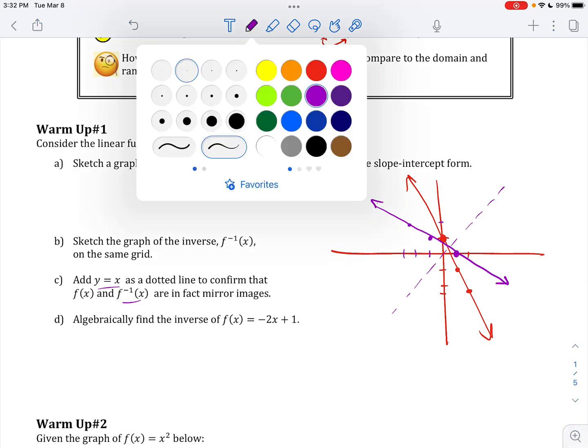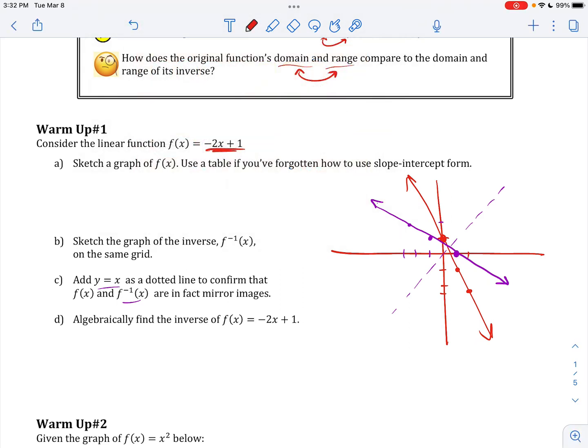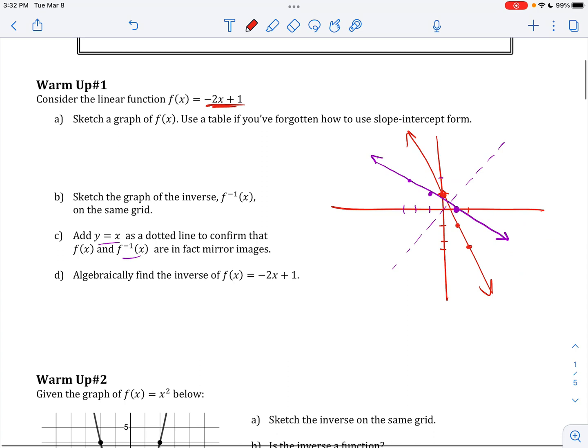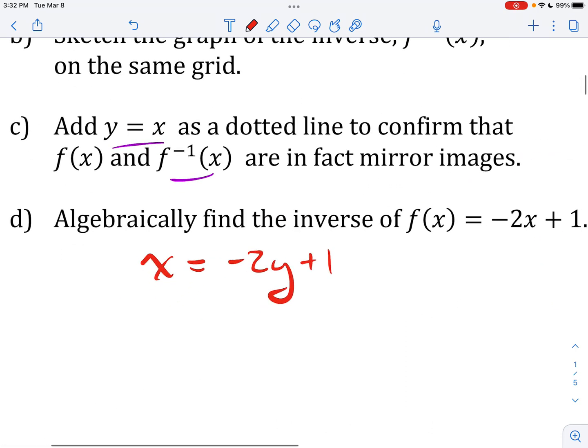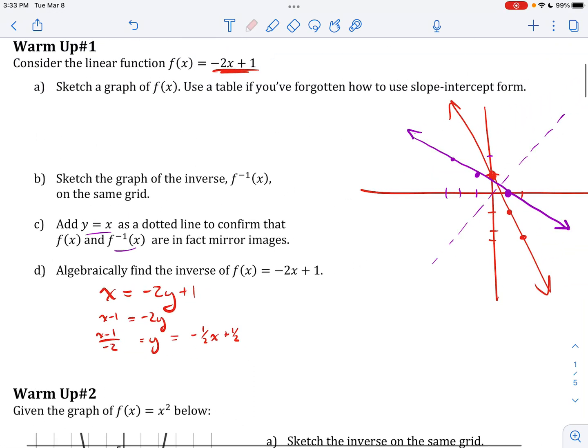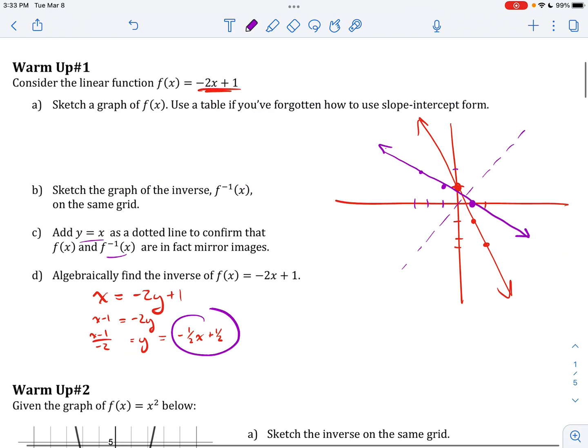Algebraically find the inverse. All right, I'll go back to my answer key color. To find the inverse of this, we're going to do the switcheroo like they talked about at the beginning. We're going to switch x and y, so now x equals negative 2y plus 1, and then we just solve this for y. x minus 1 equals negative 2y, y equals x minus 1 over negative 2, but if you want this in slope-intercept form, you could write it as negative 1/2 x plus 1/2. Yeah, and that should be the equation of the purple line.